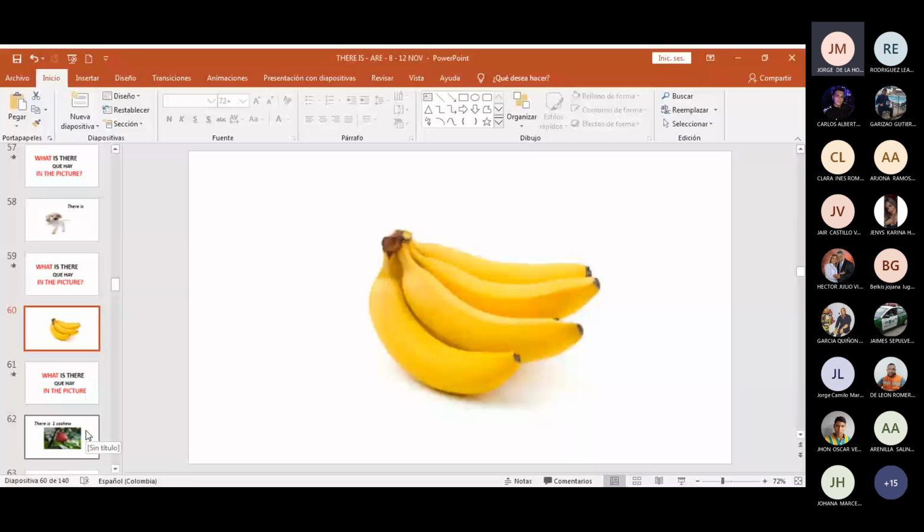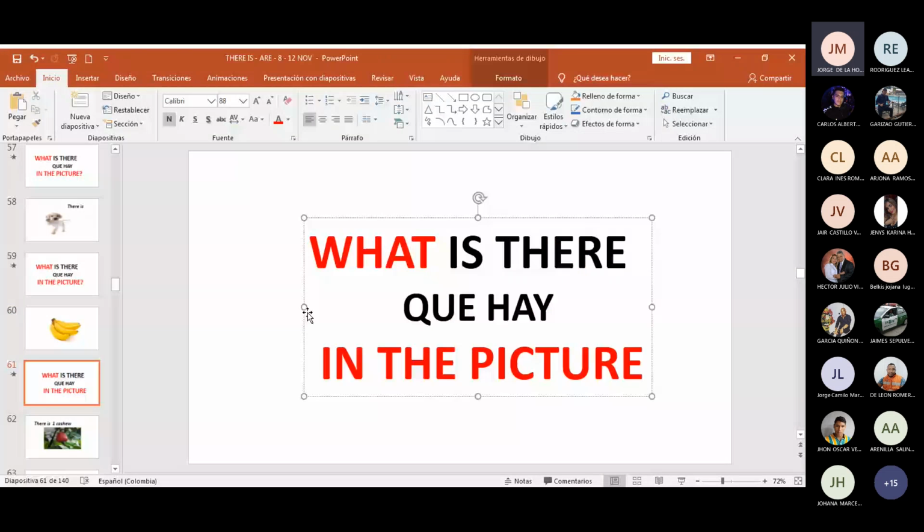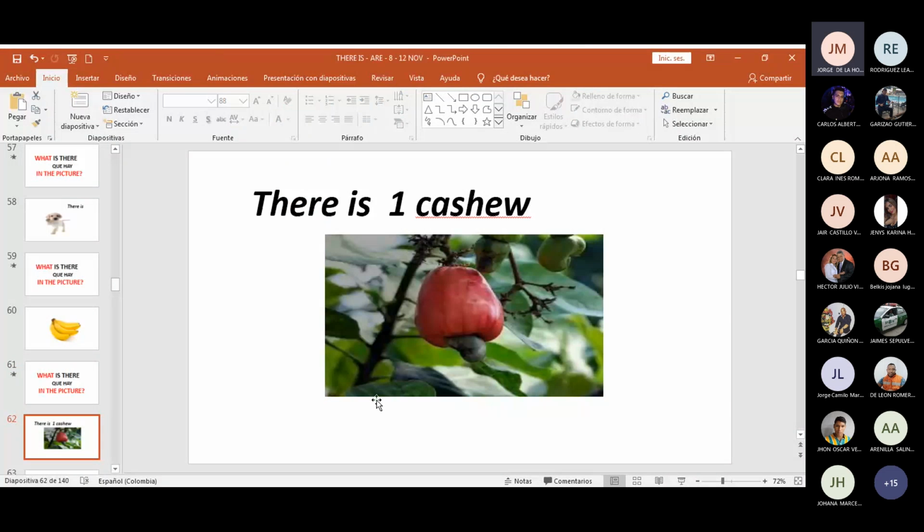There are 4 bananas. If I don't want to say the number, there are some bananas, so there are 4 bananas. Remember, class, remember the question. All the time the question is going to be, what is there in the picture? ¿Qué hay en el dibujo? Student, what is there in the picture? There is one cashew. Okay, very good.